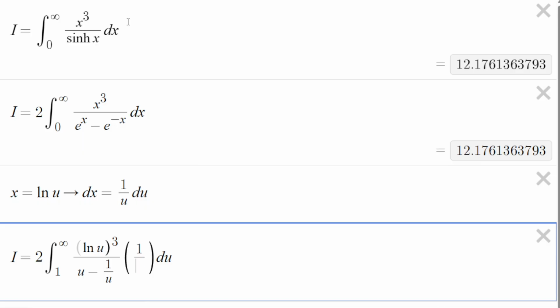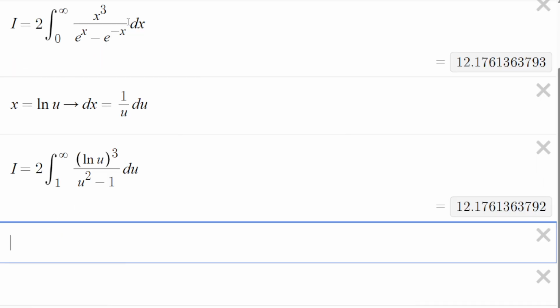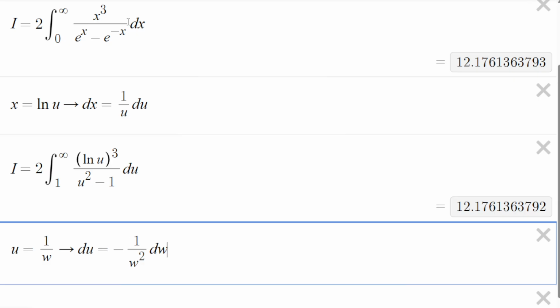All right, we're going to bring this u inside the denominator here. We'll paste it here, and we'll paste it here. Of course, this is u squared, and this just becomes 1. Great. Okay, so now let's do u is equal to 1 over w. So u equals 1 over w. That implies that du is equal to negative 1 over w squared dw.